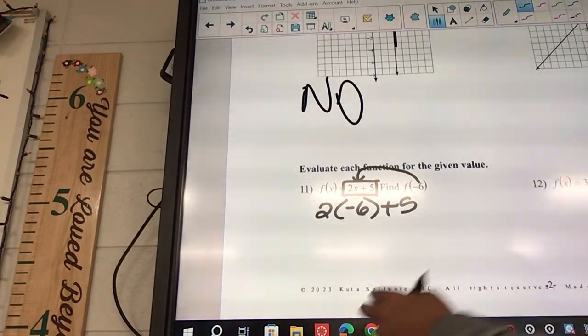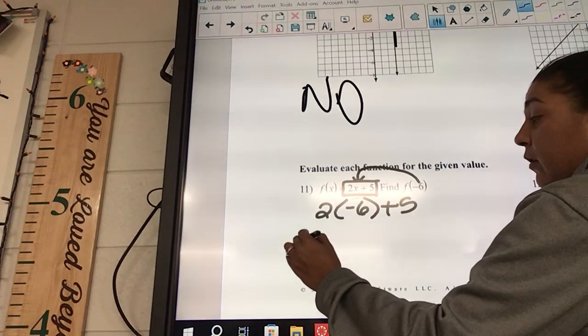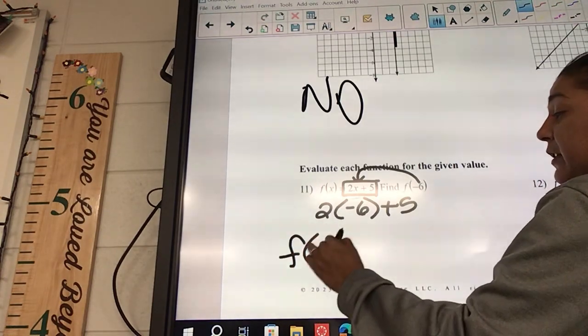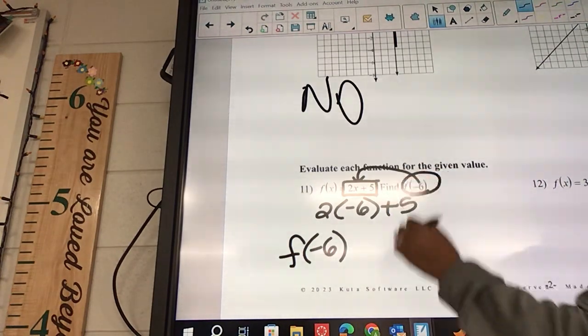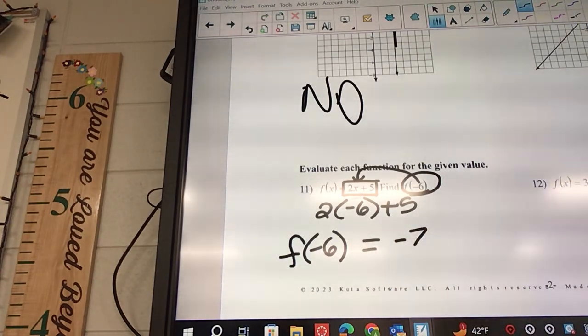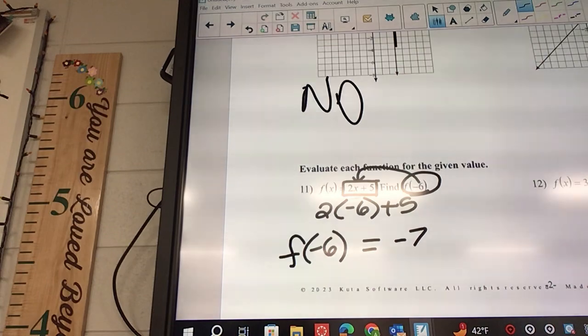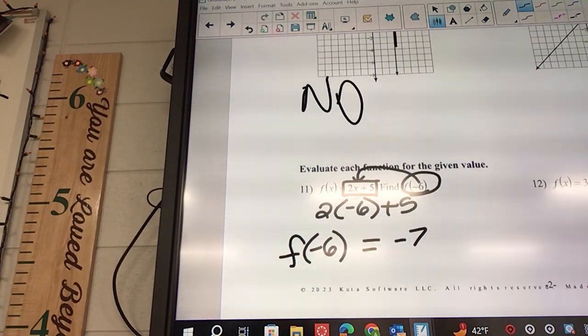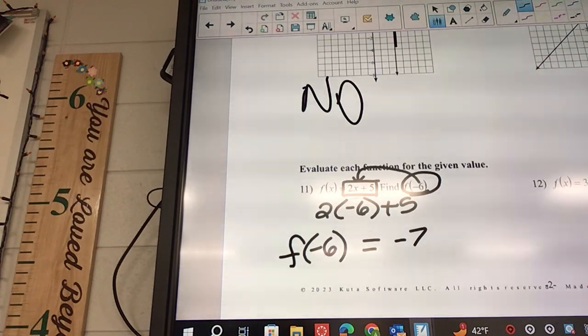Yes. So my answer is going to look like this though: f of negative 6, which is this part, is negative 7. It's only negative 7 if I plug in that negative 6, so that's why we have to write that part. If I would plug in negative 5, you're going to get a different answer other than negative 7.